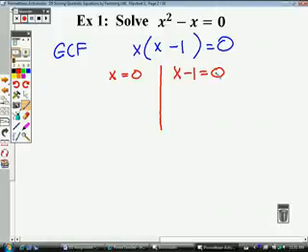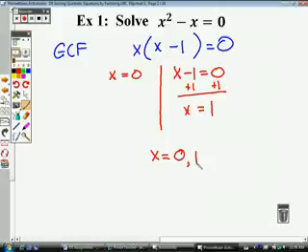Now on the left, there's no work to do, right? But on the right side, I've got to get that -1 to the other side of the equation. So how do you do that? That's right. Add 1 here, add 1 here. That's x equals 1. So the final answer of this quadratic equation is x equals 0, comma, 1. Could be either answer.